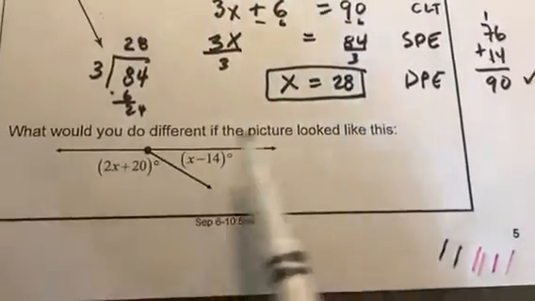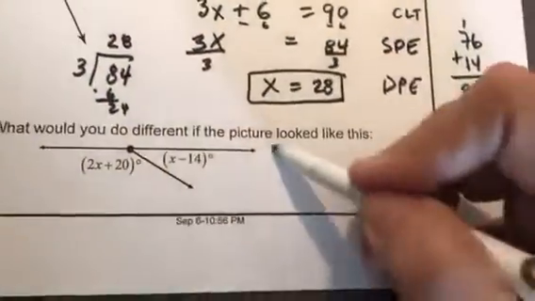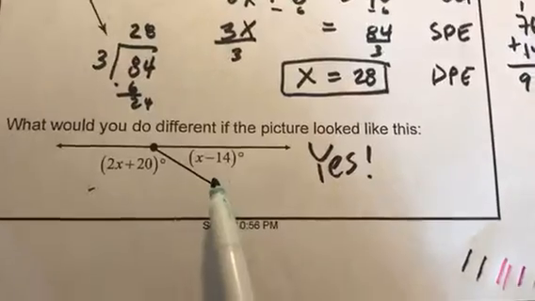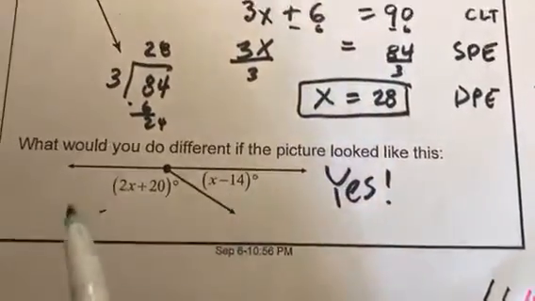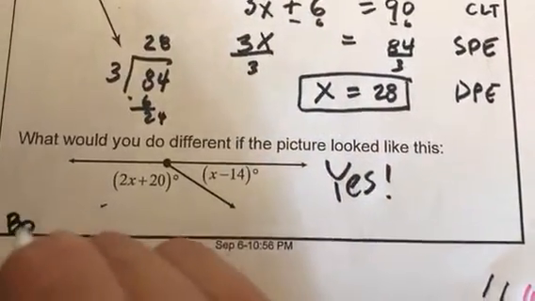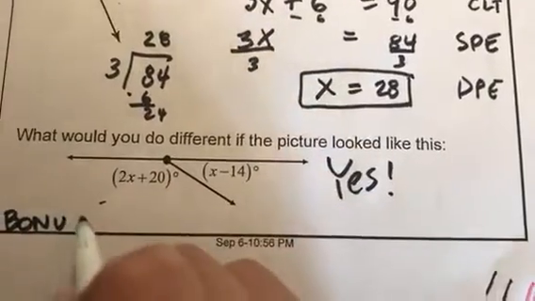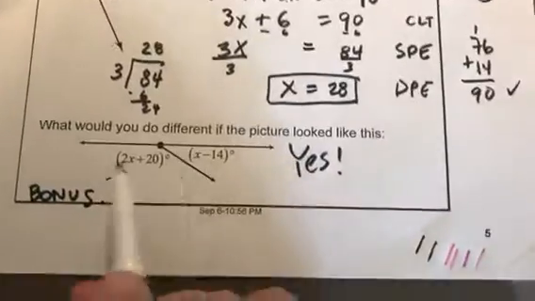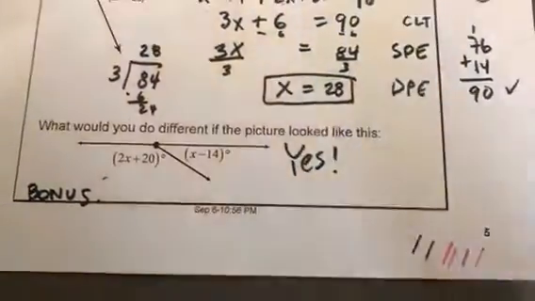Now it says, would it be different if the picture was this? Yes. You can answer this if you want and figure out what x is, and this is just a little bonus. That would make x a different number, because again, these two should then add up to 180, and that should change what x is.